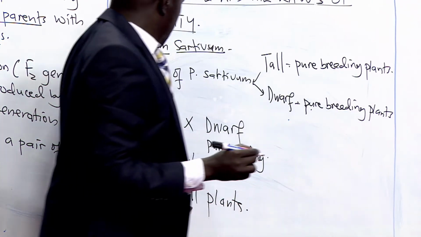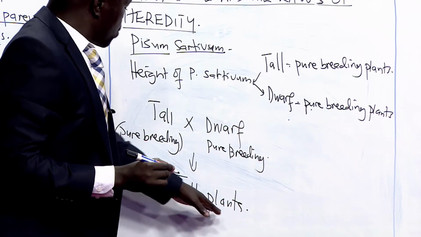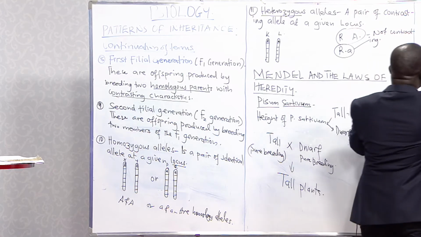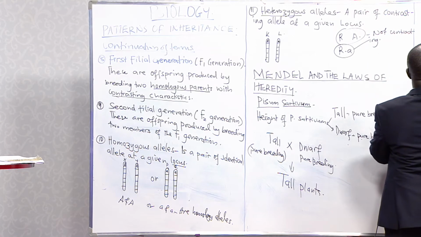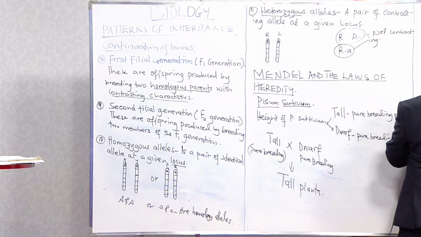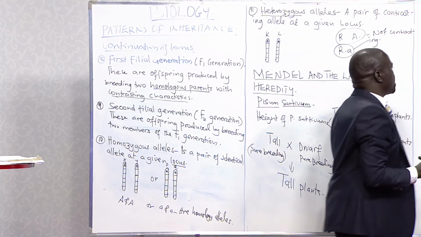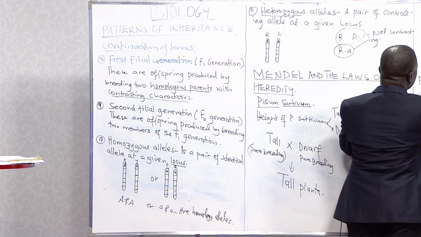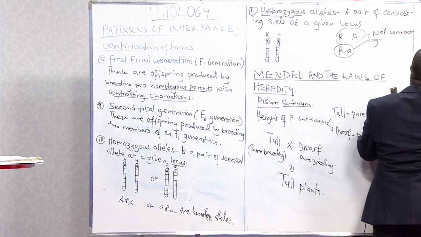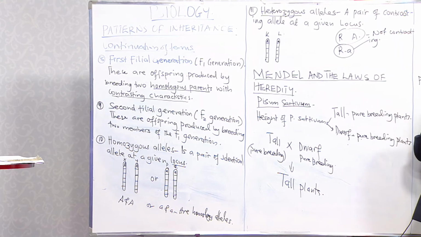These offspring, after self-pollinating them, what he got was interesting. He got a mixture of plants, both tall and dwarf, in the ratio of 3 tall to 1 dwarf.